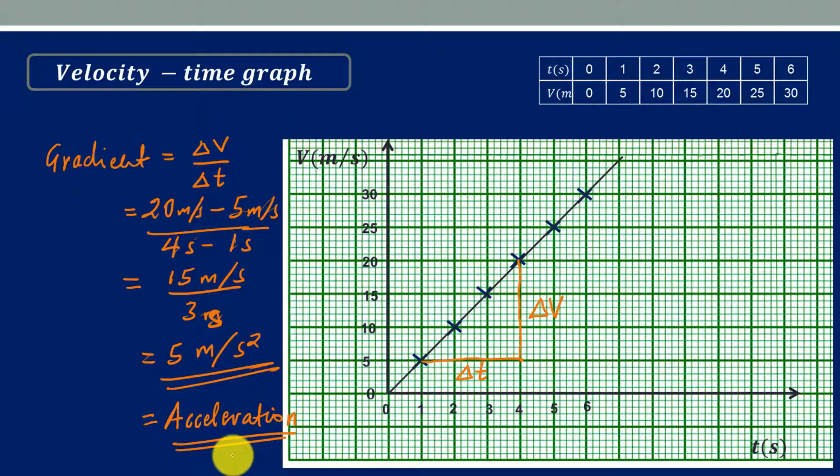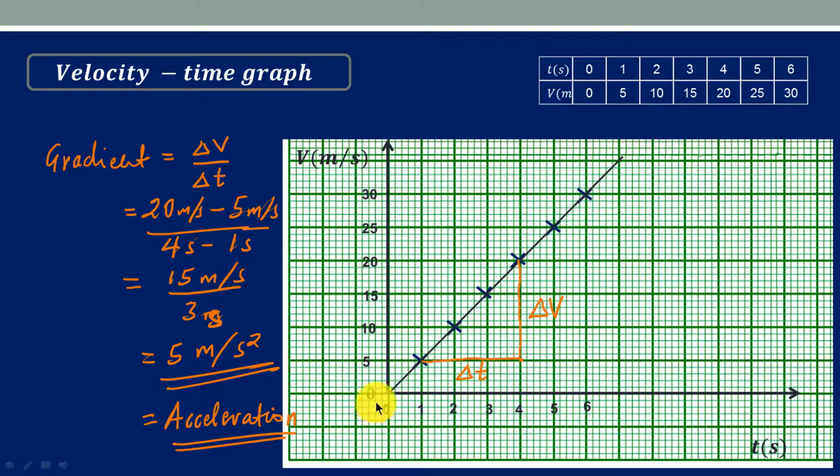Of course, at a later point, we are going to see that the area under the velocity time graph will represent the displacement of the object. But for now, let's be satisfied with just calculating the gradient of that straight line, because at this particular point, we have just drawn the velocity time graph, and now we are interested. We want to know, what does the gradient of the velocity time graph represent?